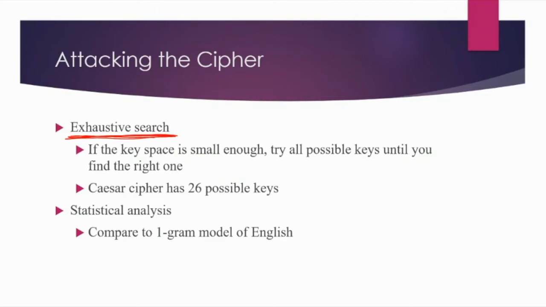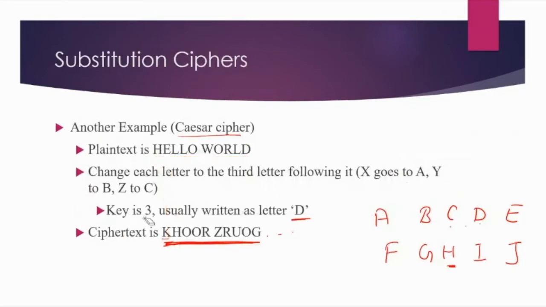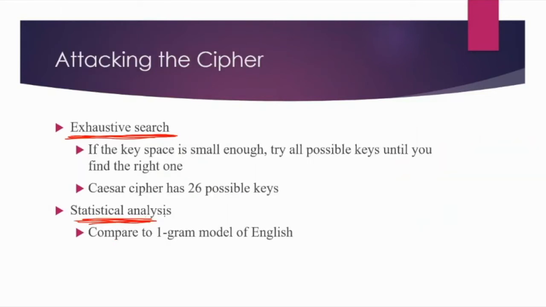The second thing could be doing some statistical analysis. As homework, I'm giving you the task to think about how statistical analysis is used to break the Caesar cipher. The plain text is not known to you, but the cipher text is known to you. You know that a Caesar cipher is used, but the key is not known to you. Then how can you use statistical analysis to come up with the plain text message?